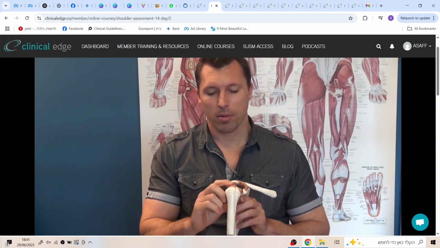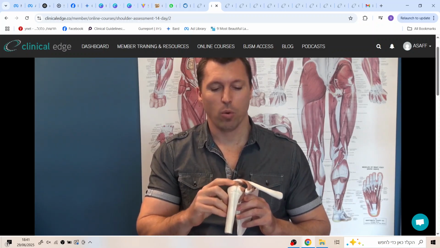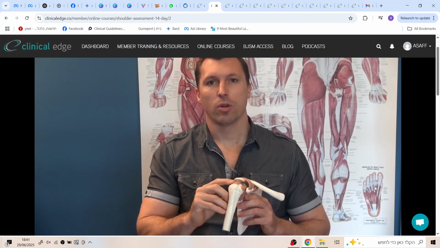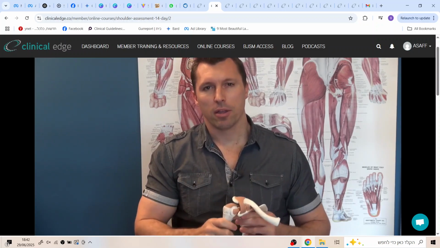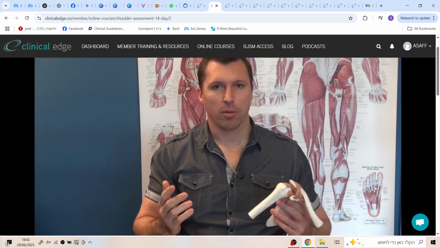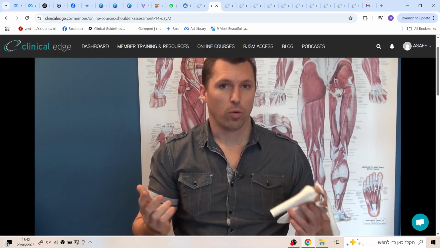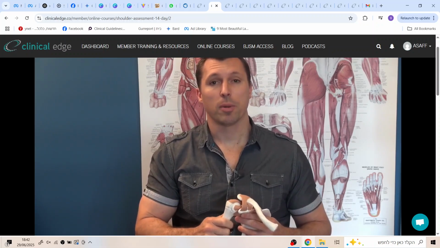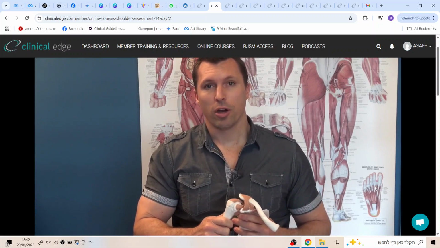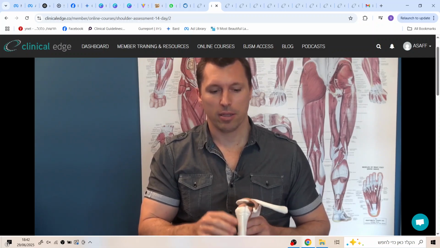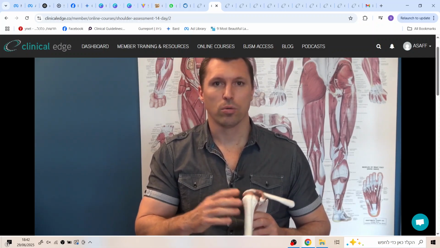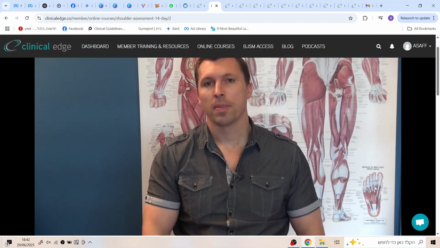If they're describing pain more laterally, over this area, you might start to think that there could be some subacromial impingement or involvement of the supraspinatus tendon. So really try and nail down exactly where their pain is: anterior, lateral, superficial or deep.